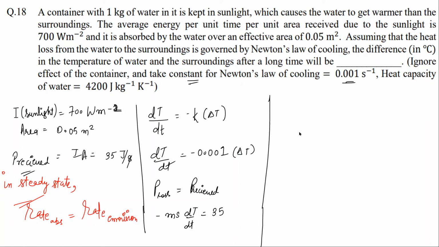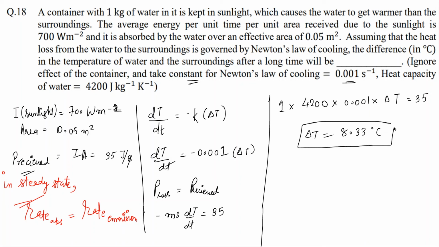Now substituting the values, m is the mass, that is 1 kg, and s is 4200 joule per kg per Kelvin, multiplied with 0.001 multiplied with delta T, is equal to 35. When you take the values to the right hand side, you get delta T as 8.33 degrees Celsius. So the answer to this problem is 8.33.